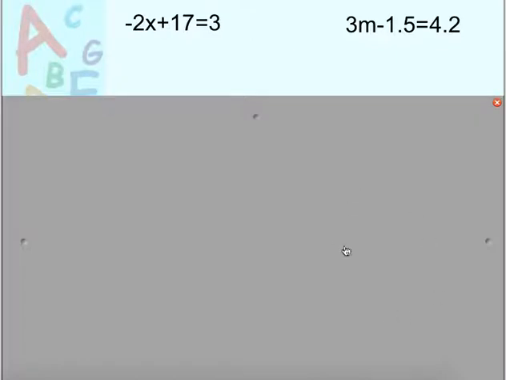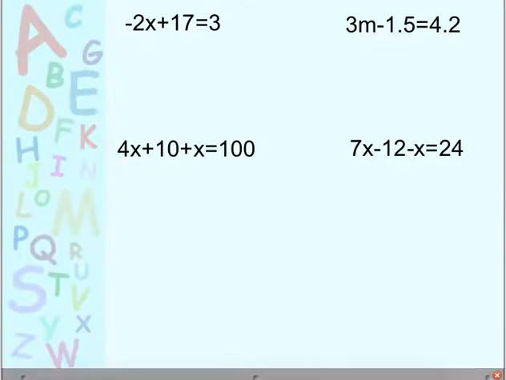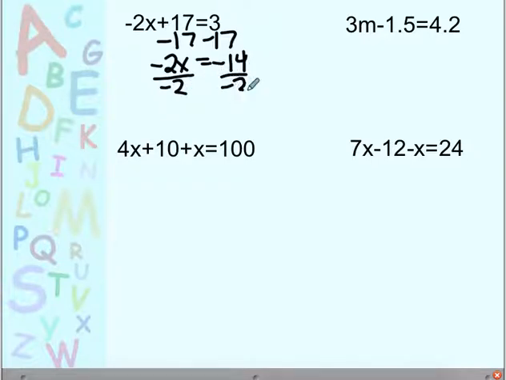All right, here are a bunch of other ones that you can try. All right, I'll do them really quick. Negative 2x plus 17, I'm going to subtract 17 on each side. We get negative 2x is equal to a negative 14. Divide by negative 2, and we get x is equal to a positive 7.